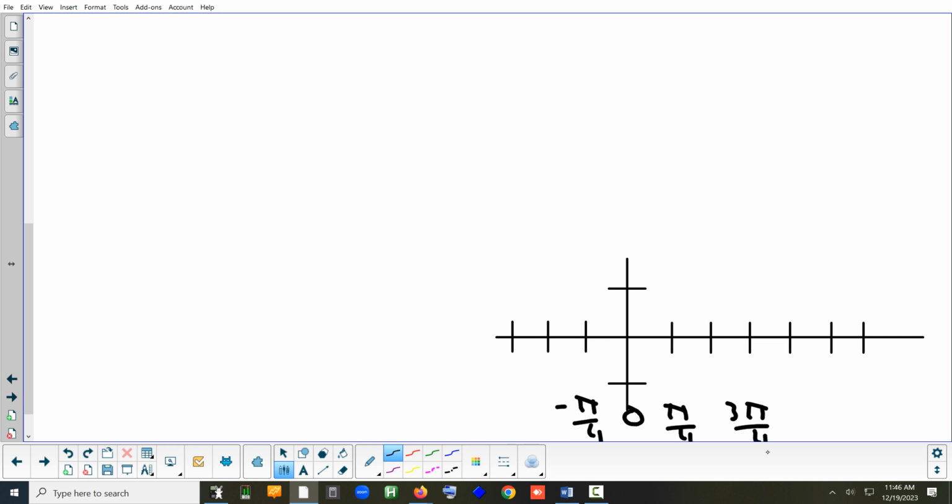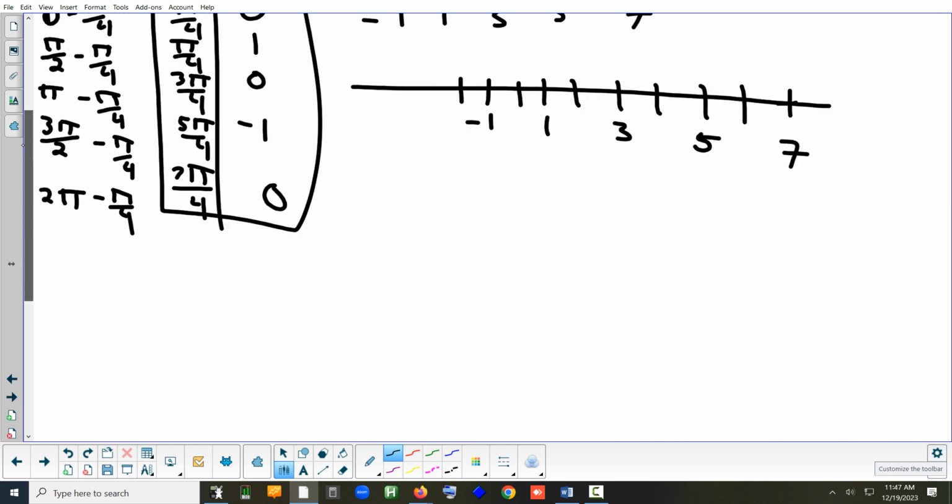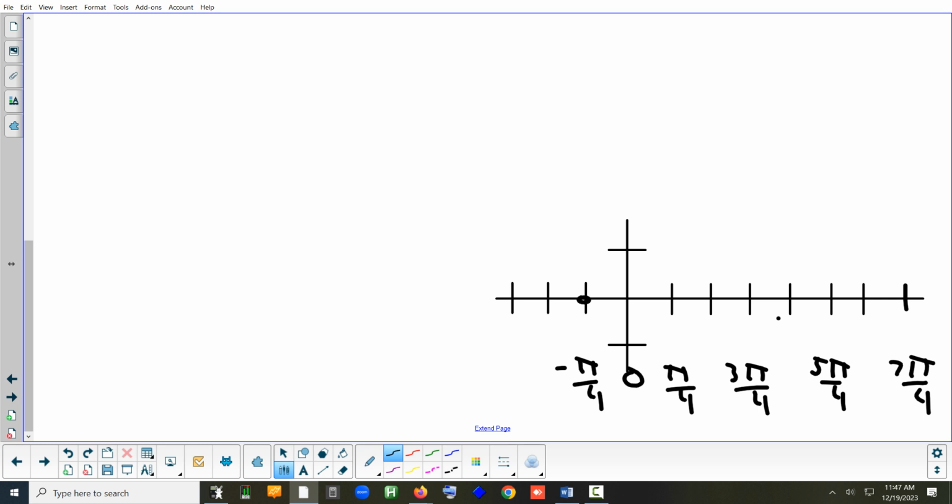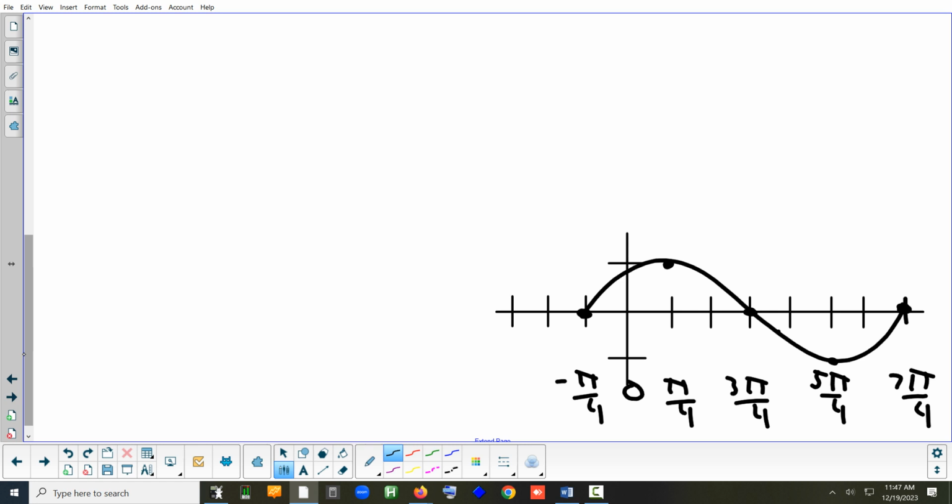Negative 1, 0, 1. I don't have a 2 pi over 4. Did I have a 4 pi over 4? Nope, I don't think I did. Did I have a 5 pi over 4? Yes, I had that one. Did I have a 6 pi over 4? No. Should I skip that? And did I have a 7 pi over 4? Yeah. So just be careful when you set it up. And then the points are 0, 1, 0, negative 1, 0, 0, 1, 0, negative 1, and 0. About like that. Okay, any question on that one?